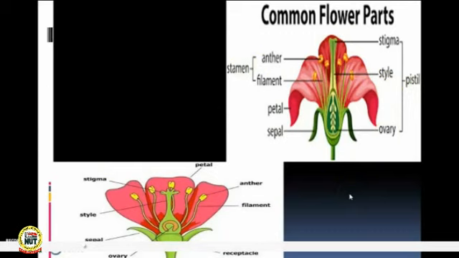Angels, ask your question if there is, and if there is no question, your homework: you are to draw a complete flower with all the parts.